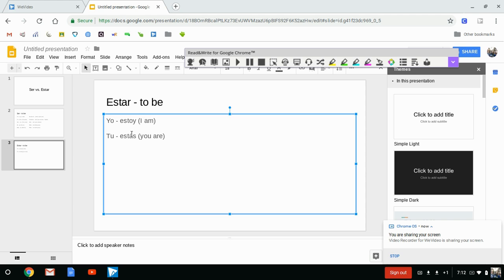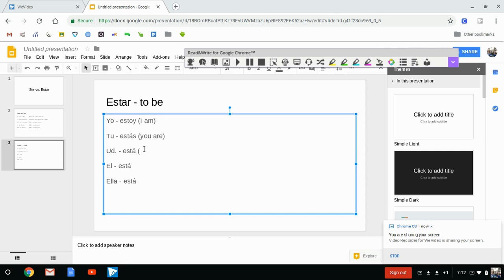So estás with an accent on the A there. I'm not going to spend a ton of time trying to find my accent, but I'm going to need that A. So yo estoy, tú estás. I am, you are. Then we have usted, él, accent on the E and L. Without the accent, it means the. With the accent, it means he. And just like all of our other verbs, they all share the same conjugation. And that conjugation for these three is está. So usted está, él está, ella está.